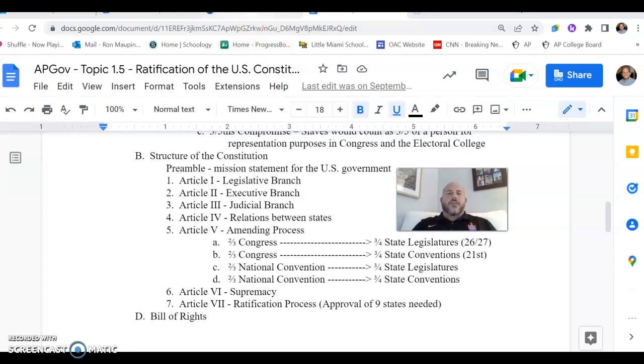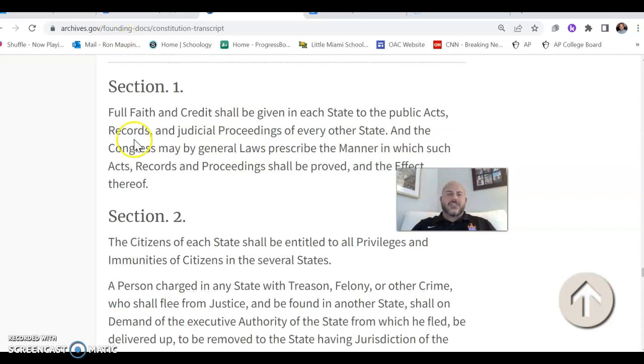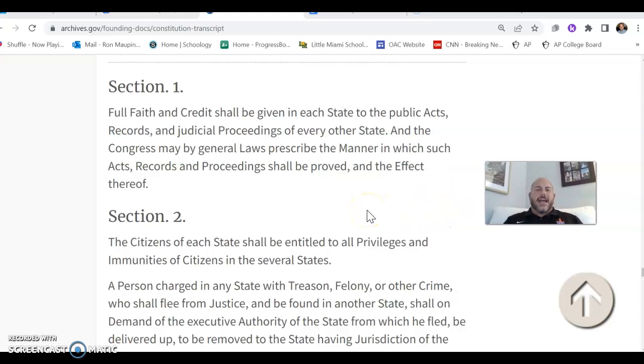If you go into Article 4, you're talking about relations between the states. Section 1 talks about the idea that full faith and credit shall be given in each state to the public acts, records, and judicial proceedings of every other state. What this means is that a legal document that is legal in one state is legal in every other state. For example, issuing marriage licenses is a state power, not a federal power. So if you live in Ohio and get married in Las Vegas, Nevada, you get a Nevada marriage license, but that license is still valid in all 50 states, including Ohio.